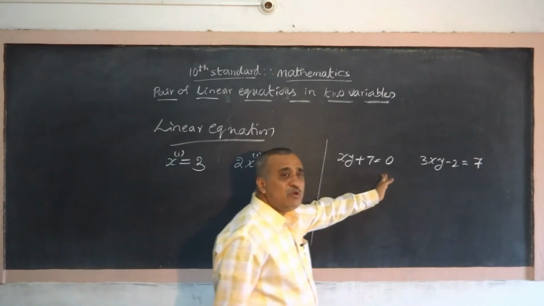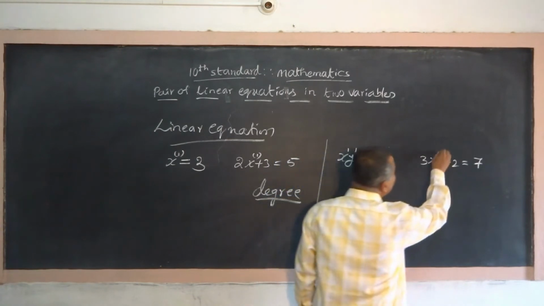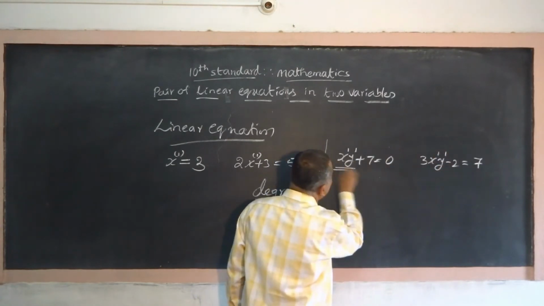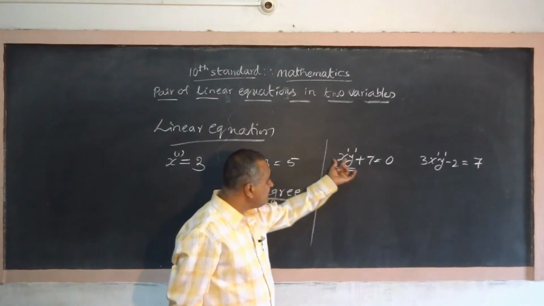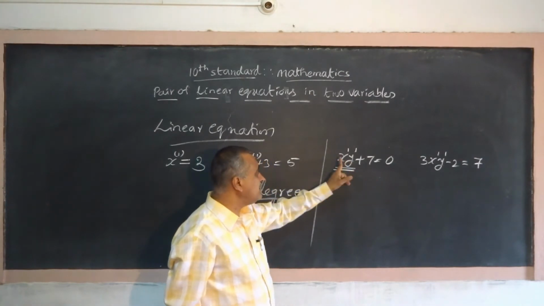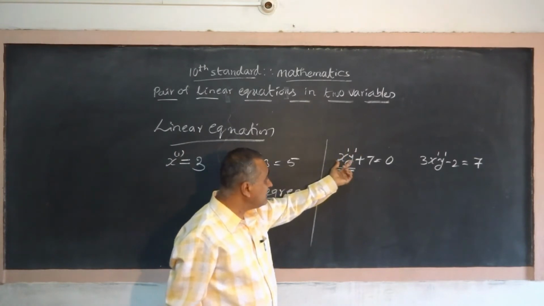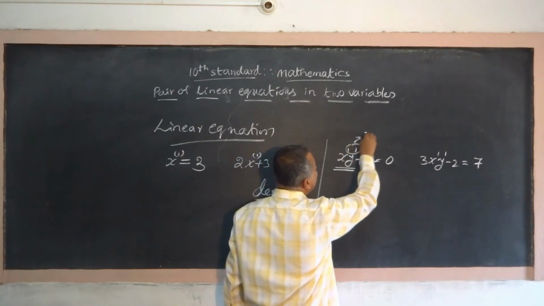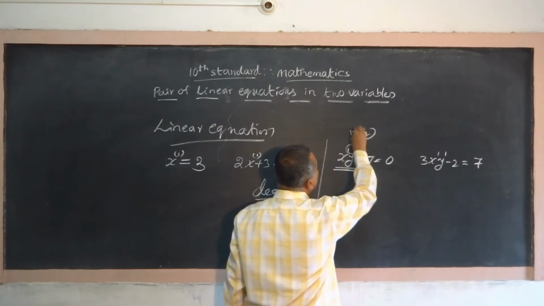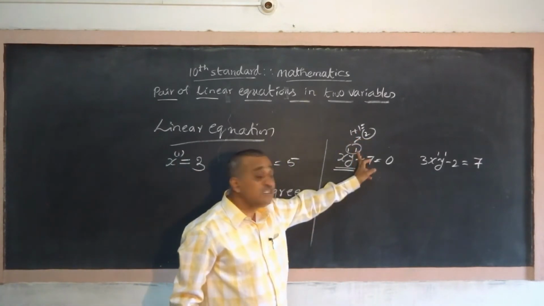Now, the highest power of this variable. In this equation, there are two variables, x and y. This is a single term. Here the variables are multiplied, so the degree is 1 plus 1, which is 2. Degree of the variable is 2 here. 1 plus 1 is 2.